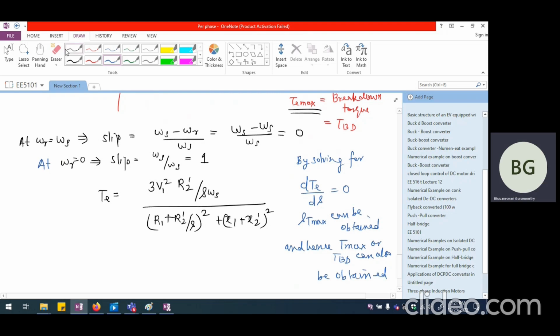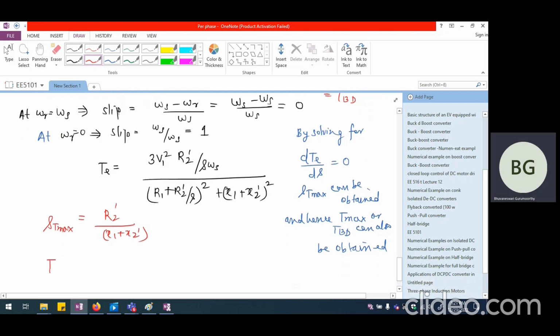I'm going to give an approximate expression for ST max. ST max will come out to be R2 dash divided by (X1 plus X2 dash). That is where ST max will occur. And TBD or T max is going to be 3 V1 square divided by 2 omega S multiplied by (X1 plus X2 dash). I would like you to verify these expressions, whether you are getting this correctly or not.